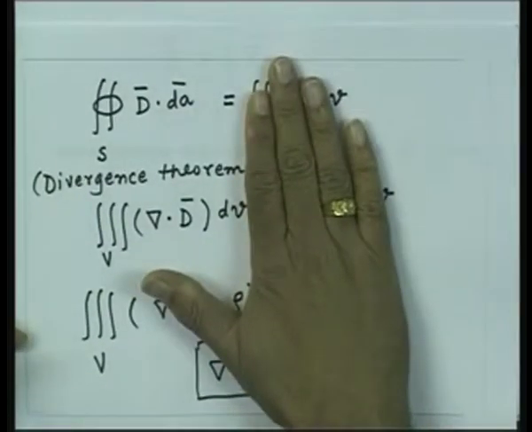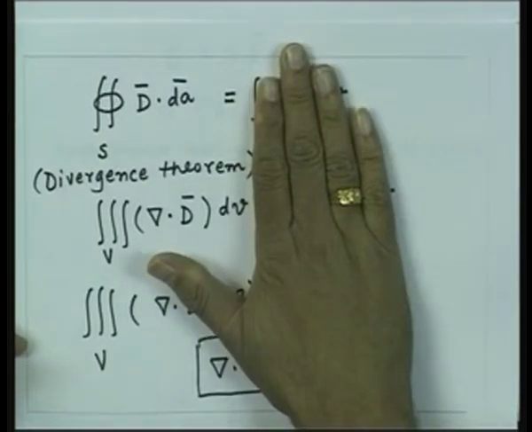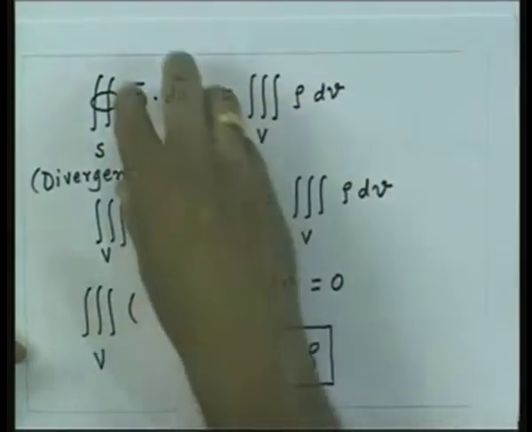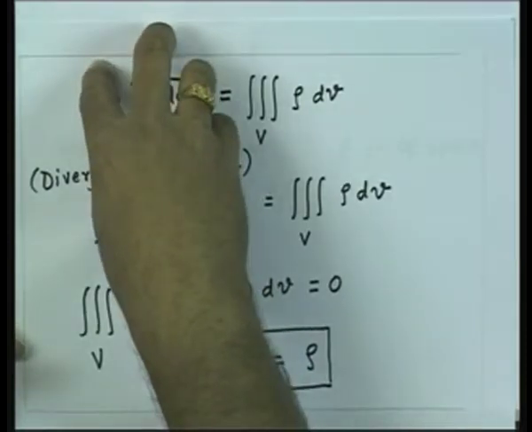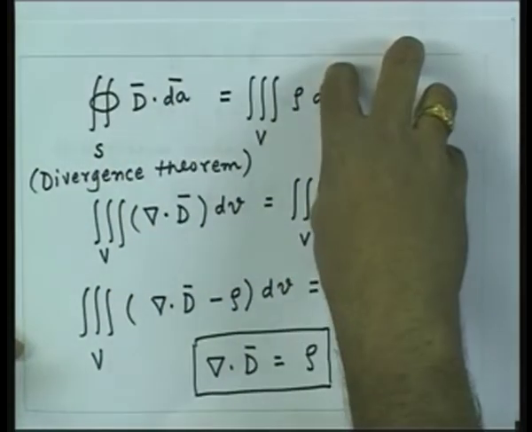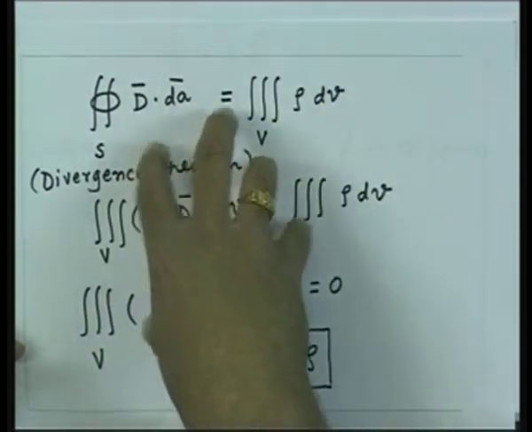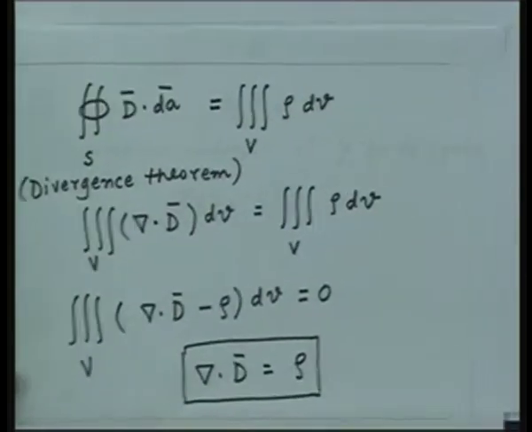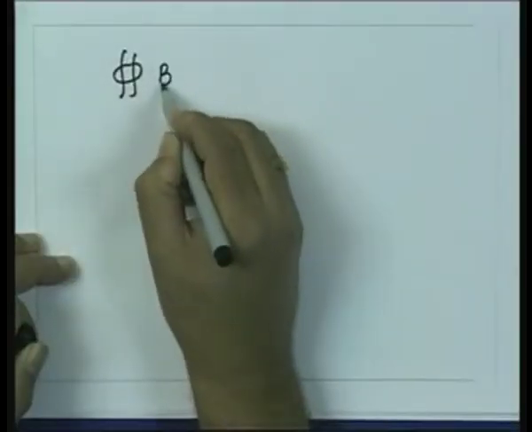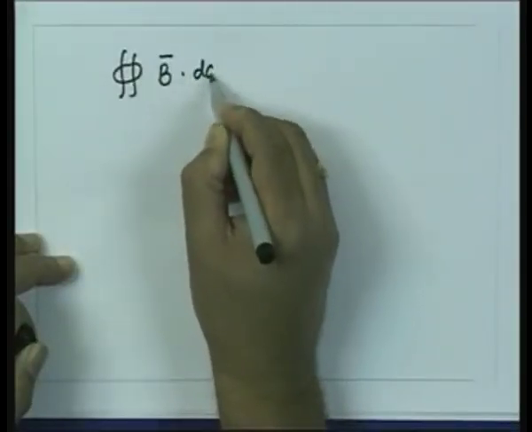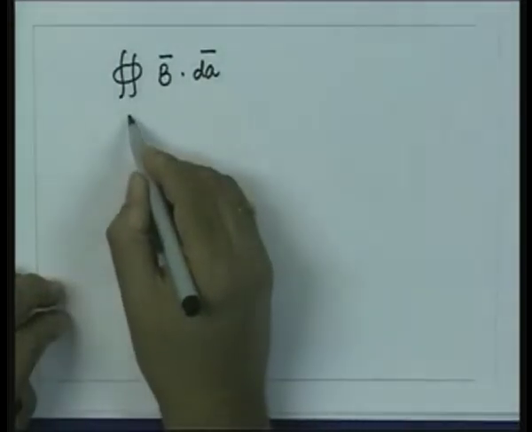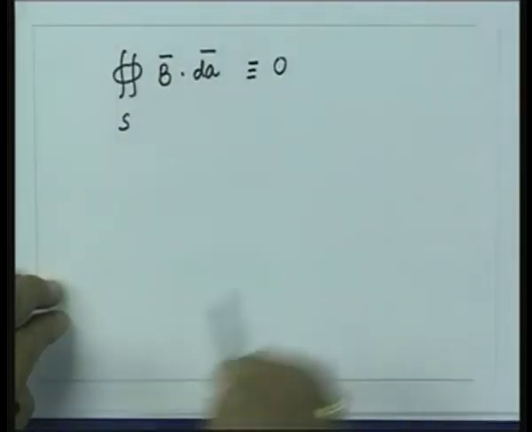So, I can make a statement of the Gauss law for the magnetic field or the magnetic flux density, and that is: the net flux coming out of a closed surface is always equal to 0, because there are no net charges enclosed by the surface. The net charge is always 0. So, I can write down the Gauss law for the magnetic field, and that is: the net flux coming out of the closed surface is identically 0.